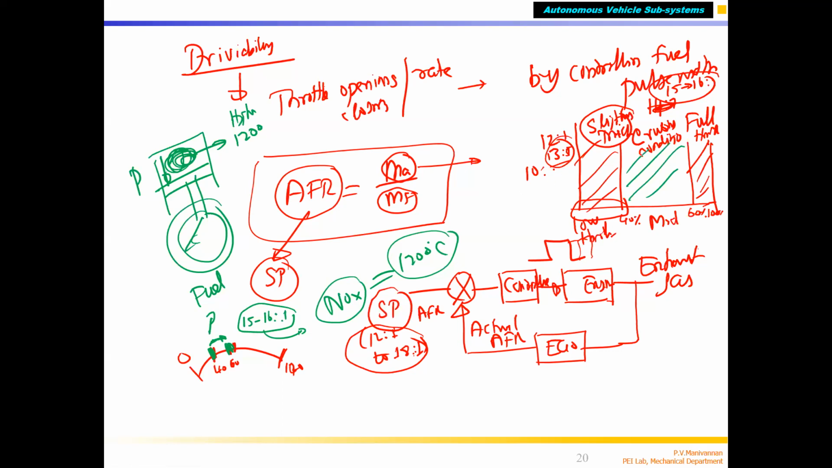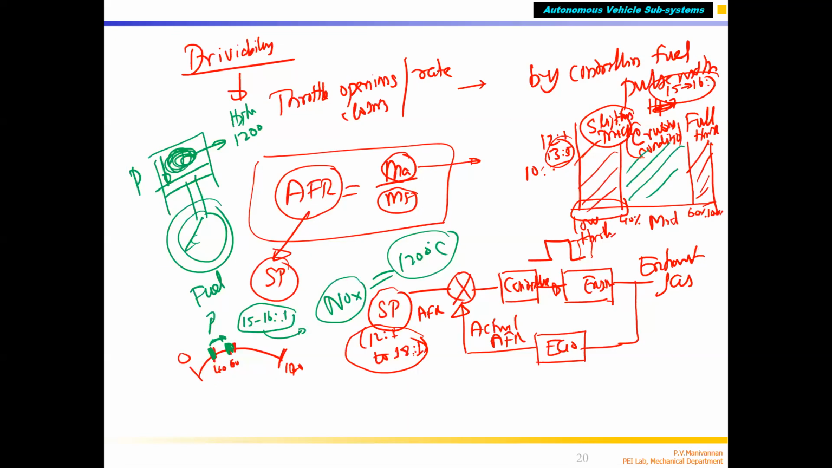Correct? So in cruising condition, when the vehicle is operating around 40 to 60 kilometers speed, the throttle is open at 40 to 50% or 60%. That is called mid throttle condition, which is called cruising condition. That's how you operate. Okay.